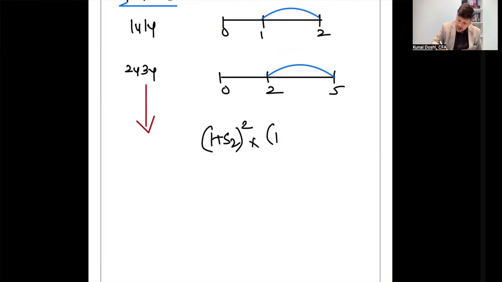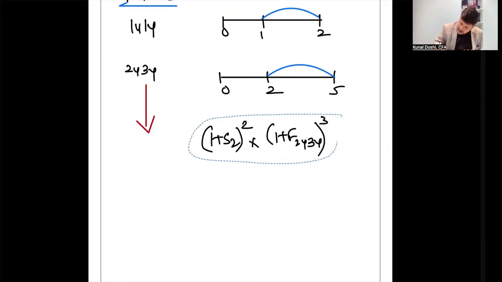Into, I will write 1 plus F 2y, 3y. This is for how many years? 2y, 3y is for how many years? No, 2y, 3y. How many years? Check. So I should write to the power 3 because it's a 3-year rate.